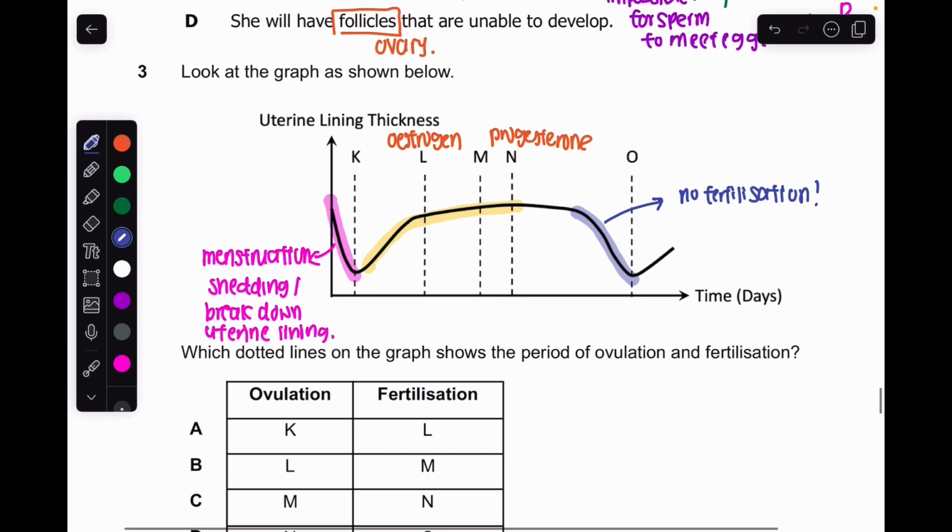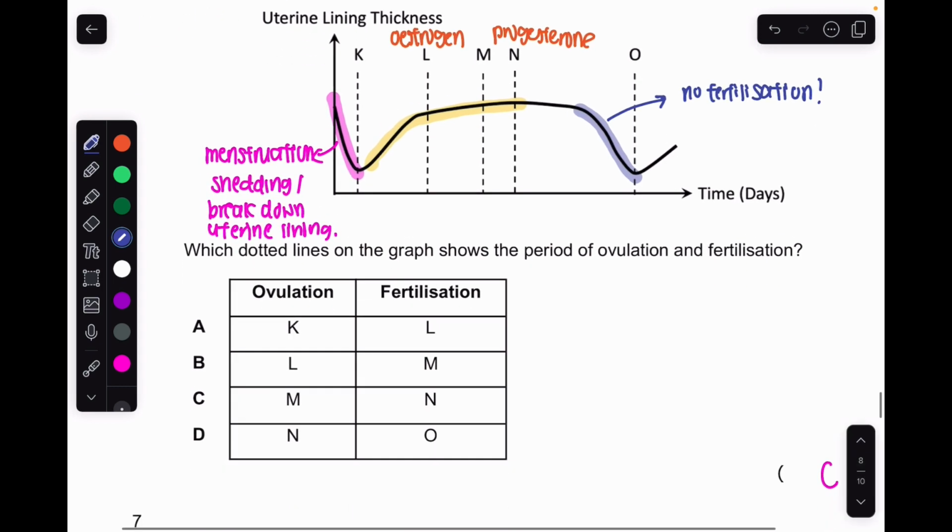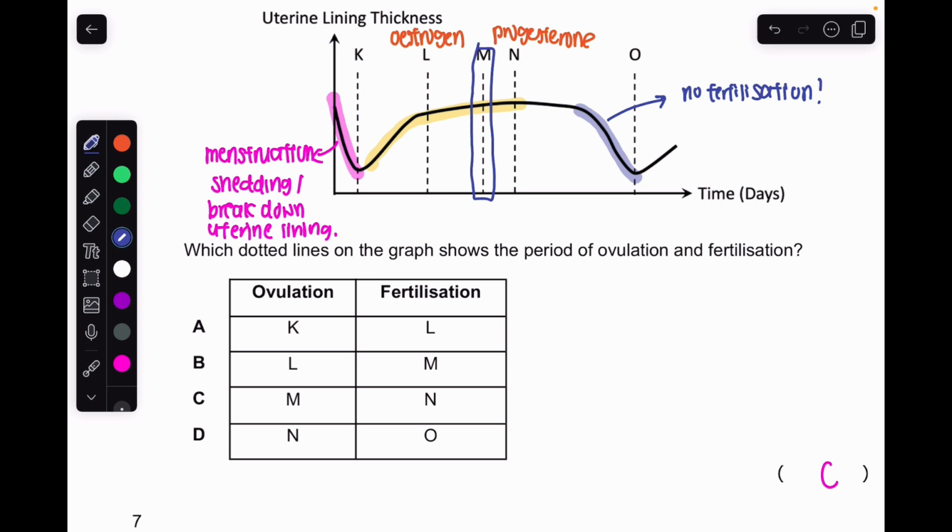Okay, so according to this graph, which one will show a period of ovulation and fertilization? Ovulation will probably be in between where the uterine lining gets thicker. So the answer is M. Fertilization, which one best shows when it is good to have fertilization? It's good to have fertilization just right after ovulation. So the answer would be N. The best answer here would be C.